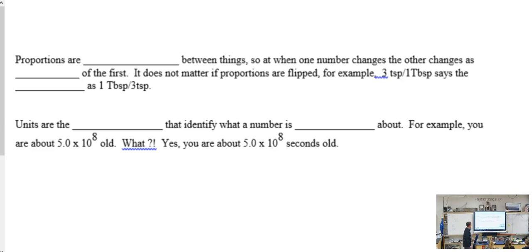Perfect. Here we go. Proportions are relationships.